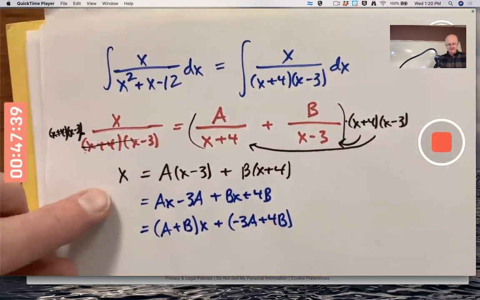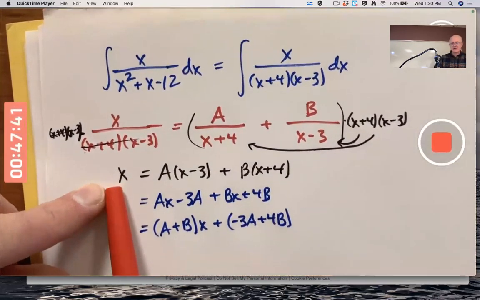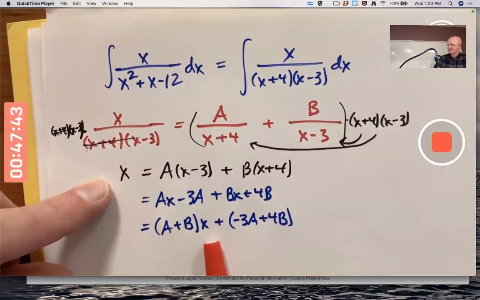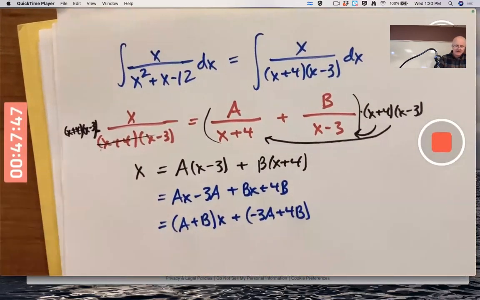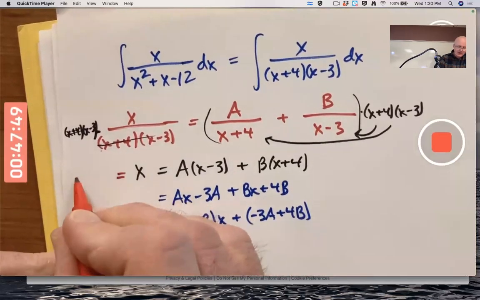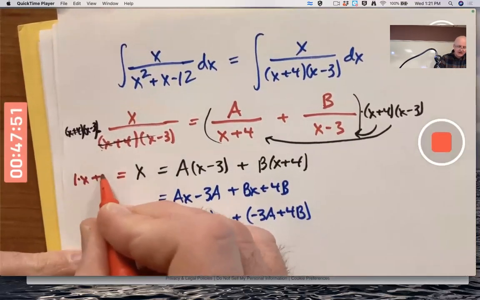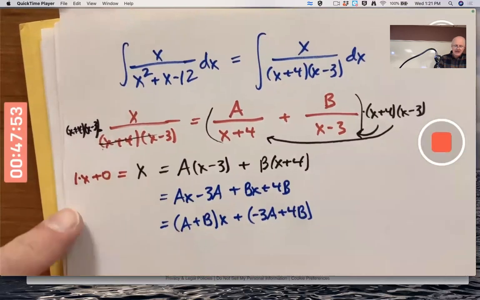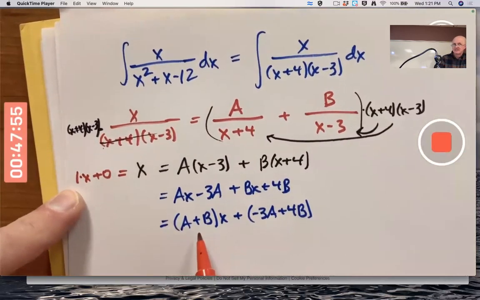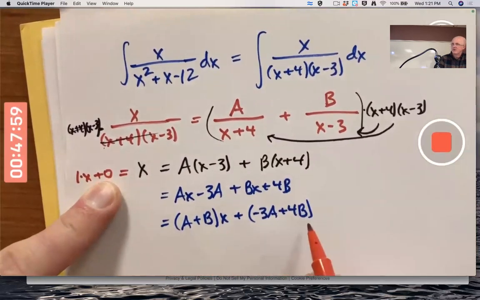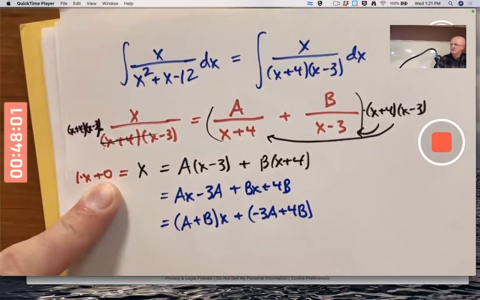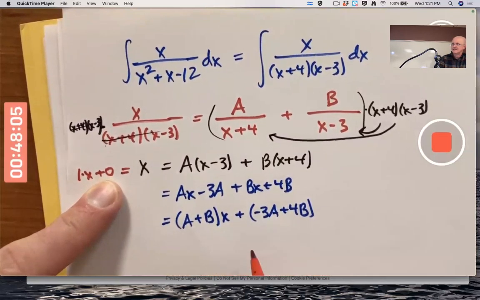I want this function of x to equal this function of x, no matter what x is. Since this function of x is really the same as 1 times x plus 0, that means I want to match coefficients. The a plus b needs to equal 1, and the negative 3a plus 4b needs to equal 0. Does that make sense? I want these to be equal no matter what x is.